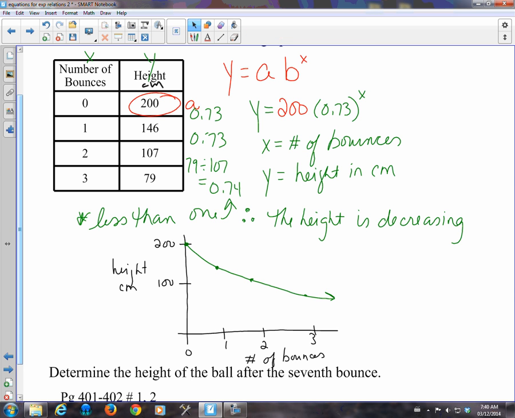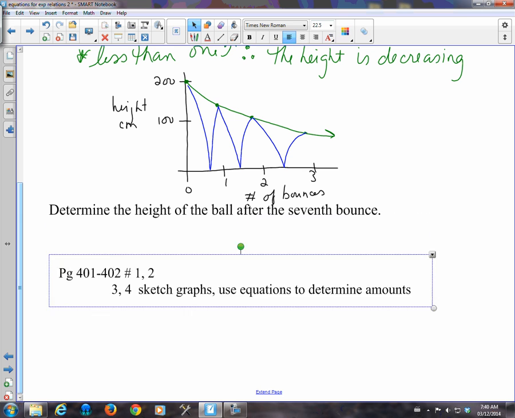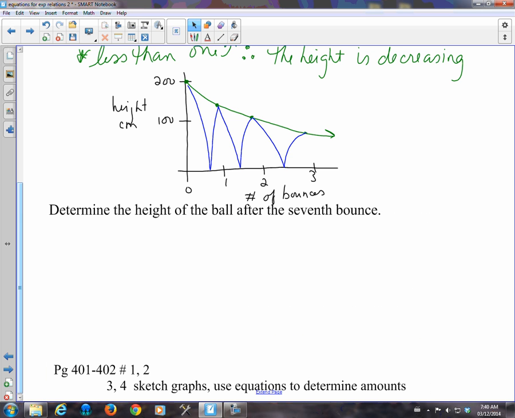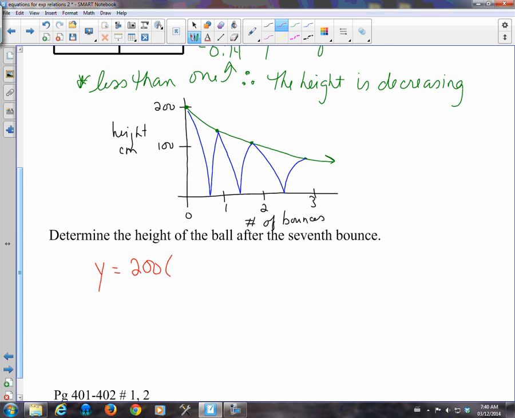So if you think about a ball bouncing, it started up here, it hit the ground, and it came back up. And then it hit the ground, and it came back up, and the height decreased as the number of bounces increased. Determine the height of the ball after the 7th bounce. So x is the number of bounces, so I get out my equation. And we said our equation was 200 times 0.73 to the exponent x, so I put 7.